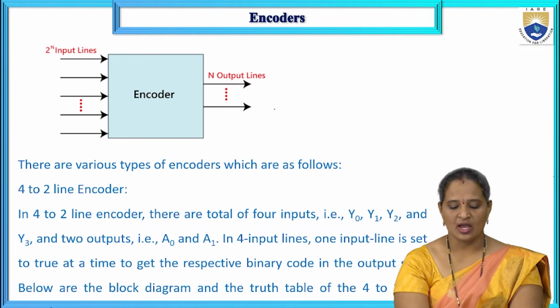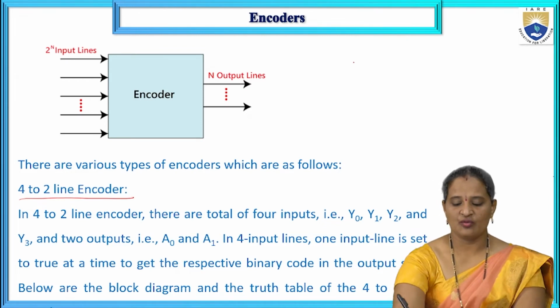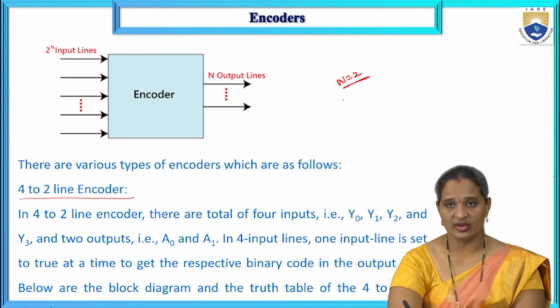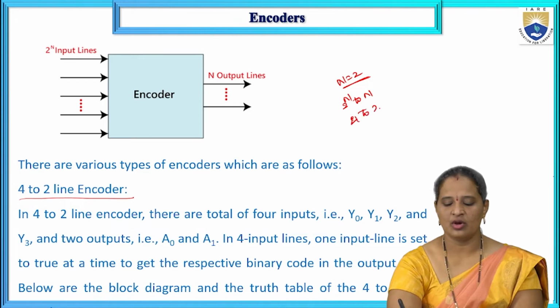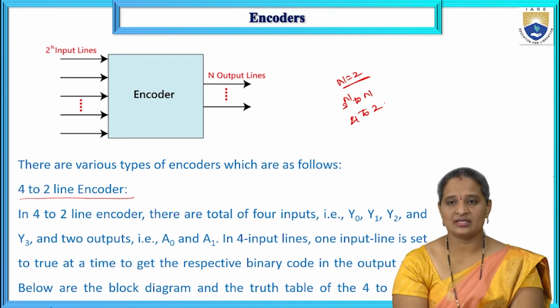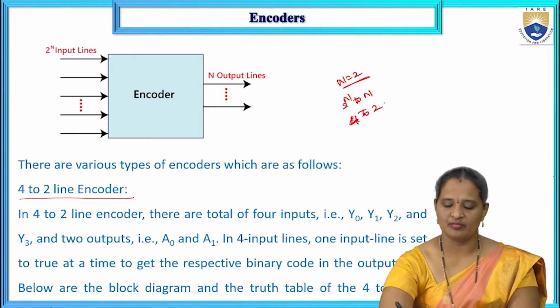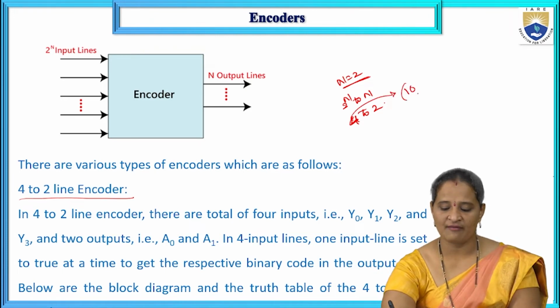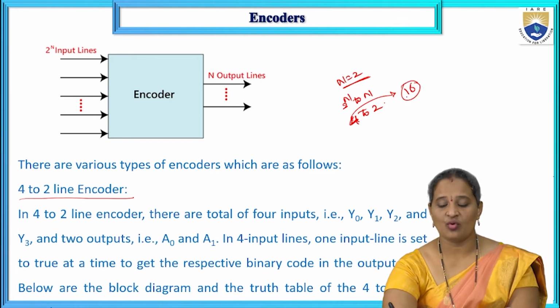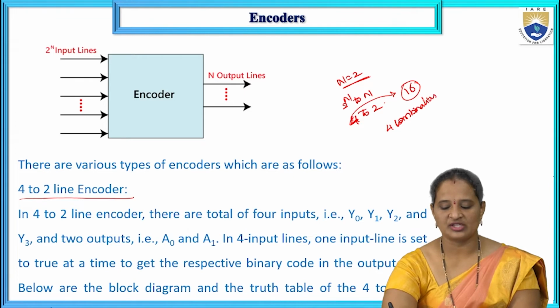The least possible size of an encoder is the 4 to 2 encoder, where n is equal to 2. If n is equal to 2, 2 pow n inputs to n outputs means 4 inputs to 2 outputs. The given 4 inputs are converted into 2 output lines. At any instant of time, only one input line is enabled. As we have 4 inputs, if it were a binary combination, I would have 16 input combinations. But in an encoder, at any instant only one input is enabled, so I have only 4 combinations of inputs.